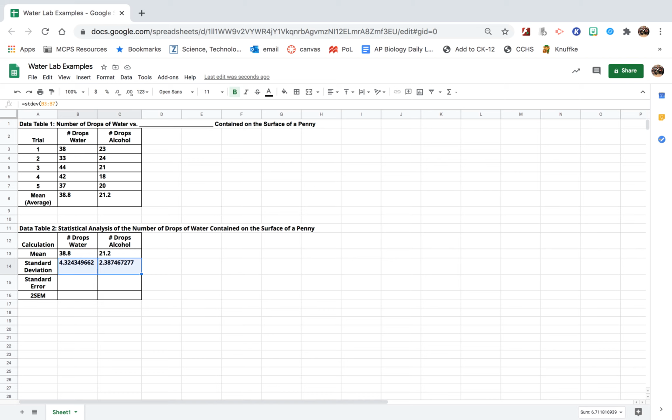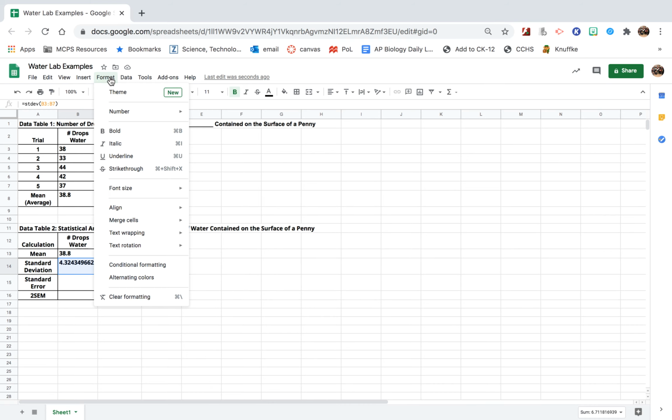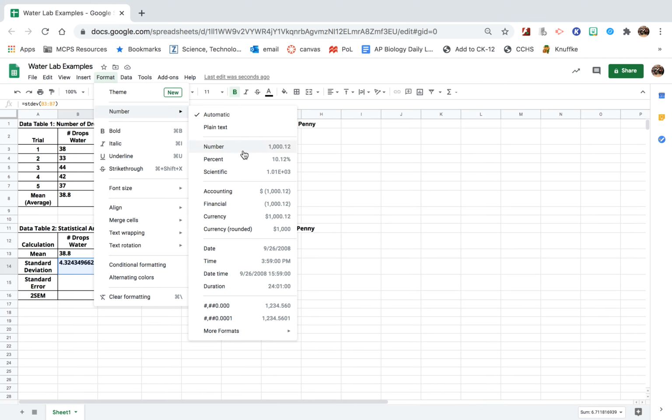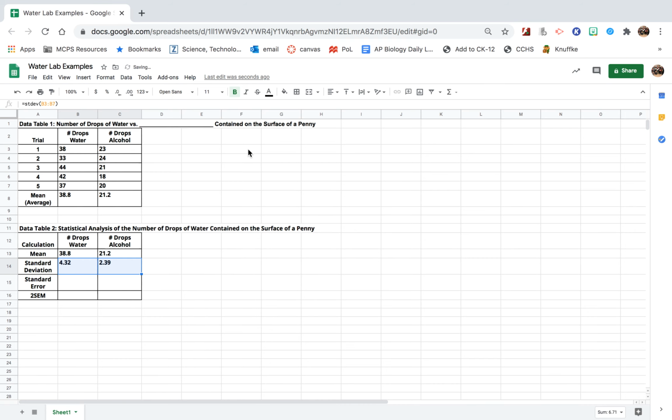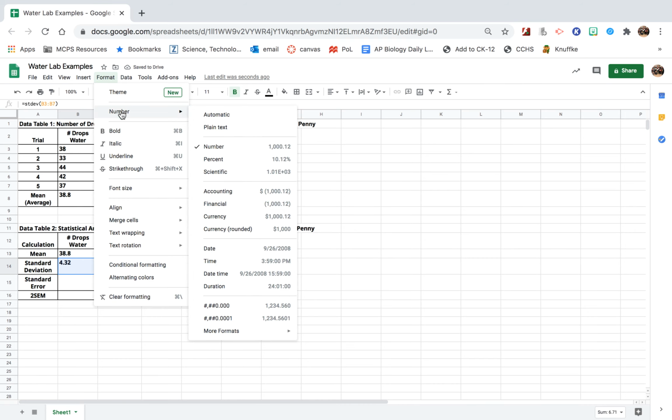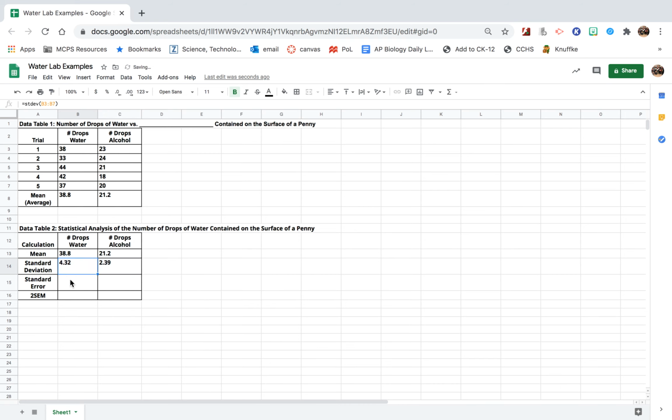Now, I don't need all those decimal points. I'm not looking for precision to that level. My significant figures can stop at 2 decimal points. So I go to Format, Number, and that will give me 2 decimal places. Google Sheets is still holding all those values in its calculation, so when I use the value later, it will still hold that level of precision. But what I'm looking at, it's easier for me to look at something that says 4.32 and 2.39.